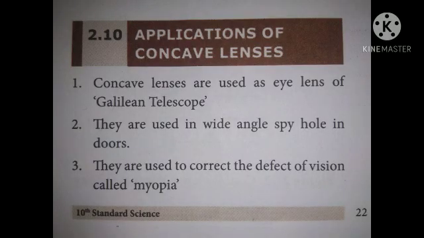Application of concave lens. Concave lenses are used as the eye lens of Galilean telescope. It is used in wide angle spy holes in doors and it is used to correct the defect of vision called myopia. Dear students, that's all about today.